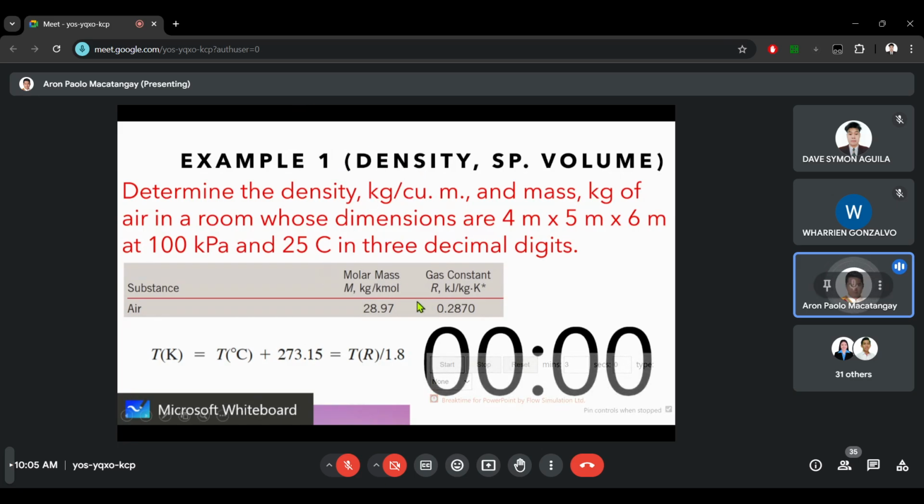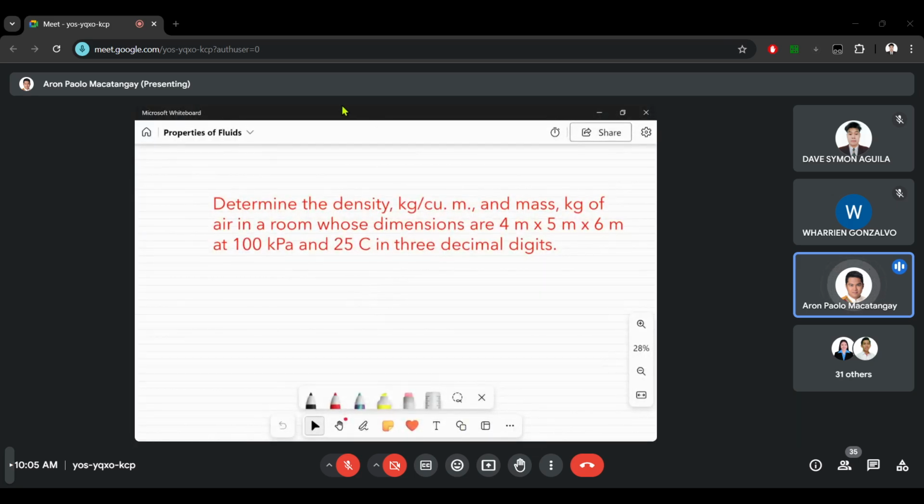Okay, so let's try to solve. I will be sharing a different screen to present something else. You should be seeing now the Google Whiteboard screen, Microsoft Whiteboard screen. Okay, so I will use this to solve the example.